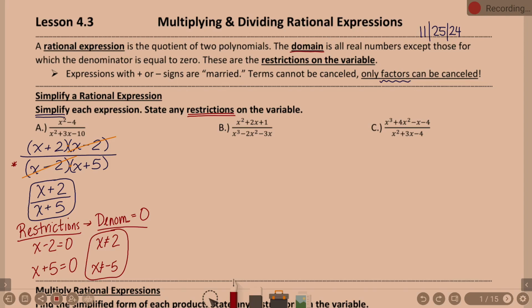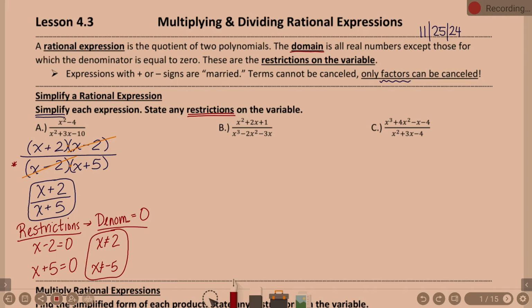And actually in homework, they'd have you express that as like negative 5 comma 2. You just do it as a list of numbers. So those are my restrictions on the variable. Those are my values that will not work in my denominator. So you would be asked to simplify the expression. So I have a fraction answer here. And then when you're asked for restrictions on the variable, it's going to be a list of numbers. My numbers here are going to be 2 and negative 5. And I get those from saying the denominator equal to 0.